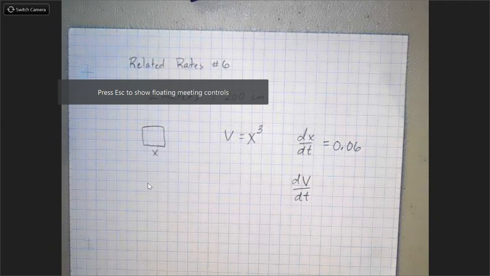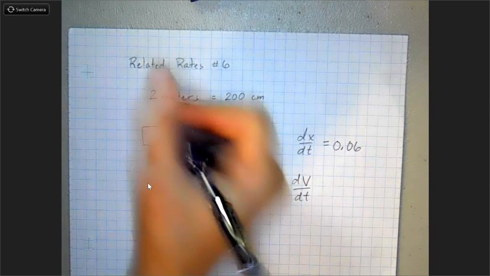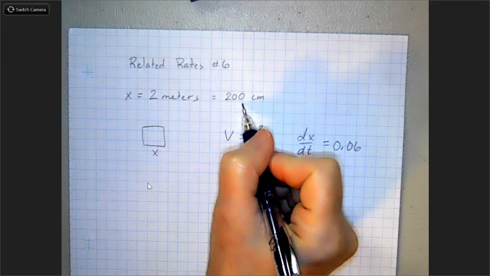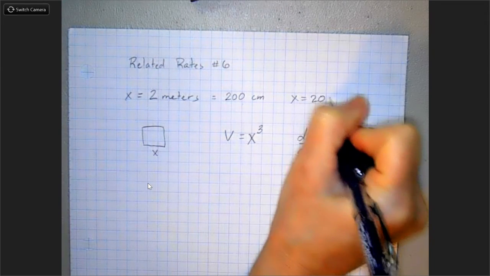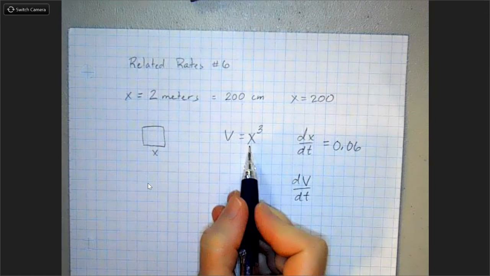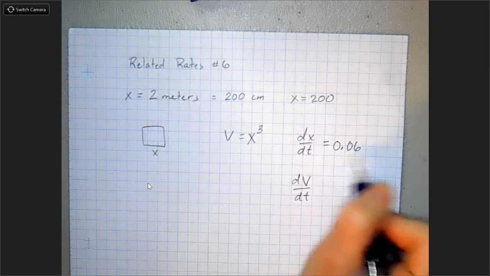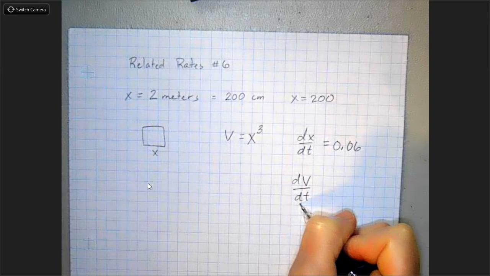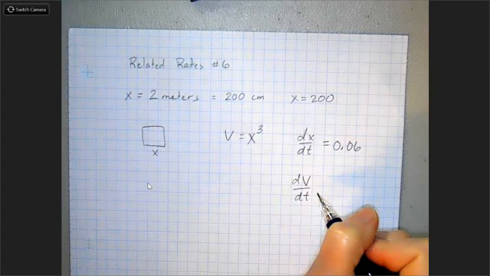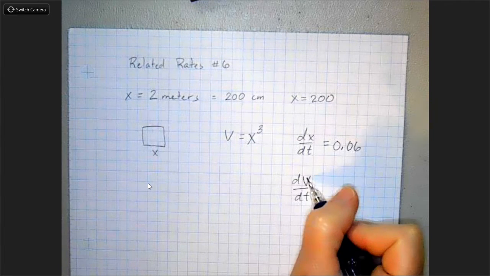There we go. So related rates, question number 6. My problem says 2 meters is the side length. That's x. X is equal to 2 meters, which is 200 centimeters. So x is equal to 200. Volume is x cubed because it's just a cube. The change in x over time is 0.06, and I'm asked to find dV/dt. So you know this is a related rates question, so I'm looking for some things I can multiply together to end up with dV/dt.